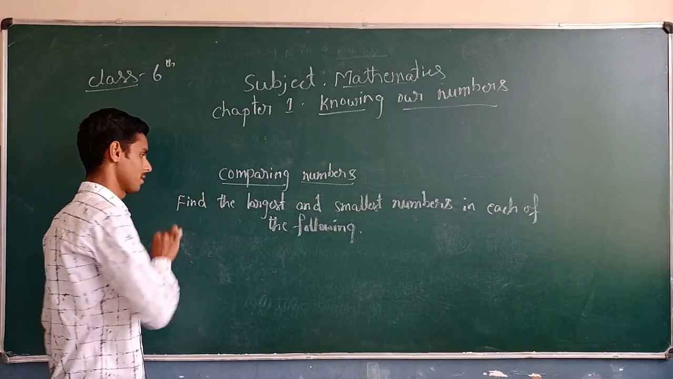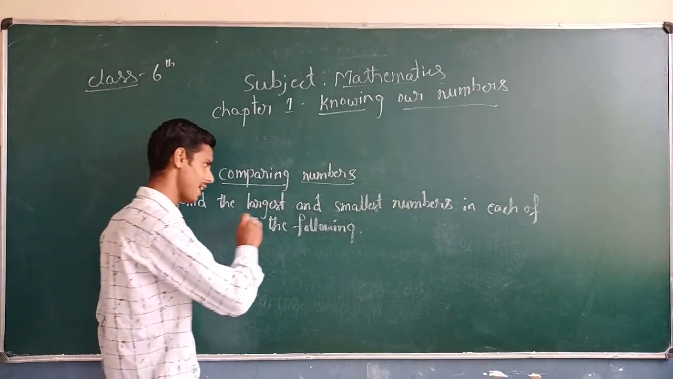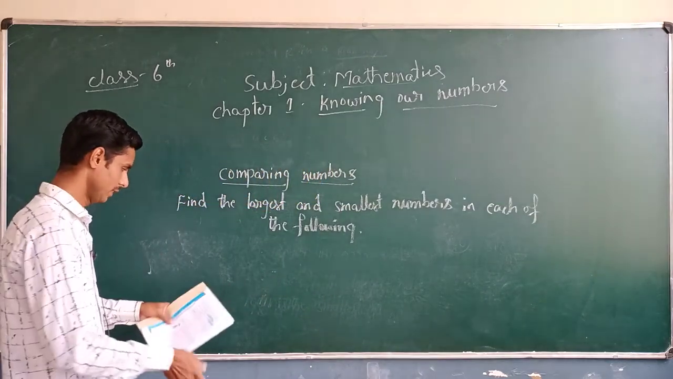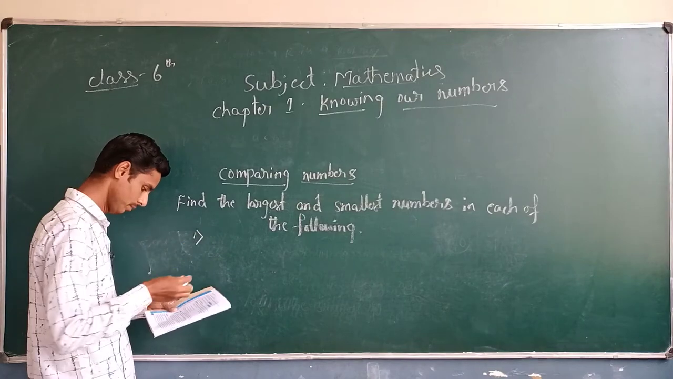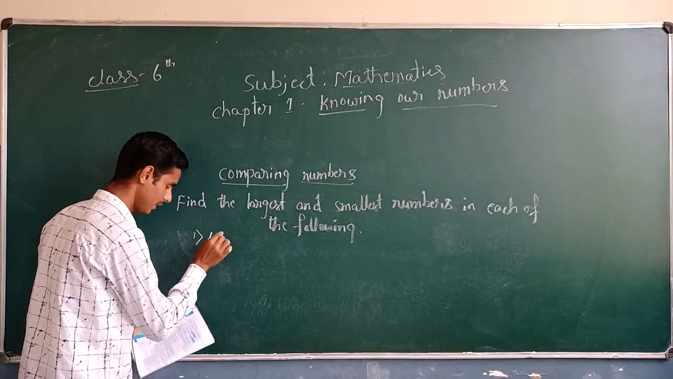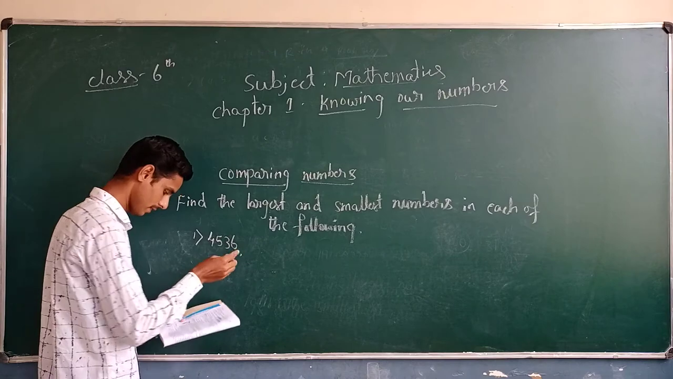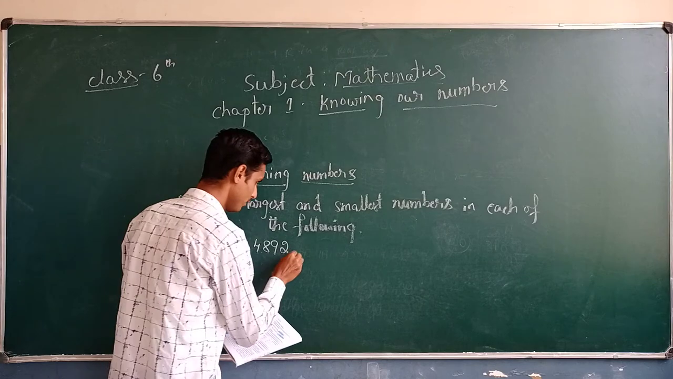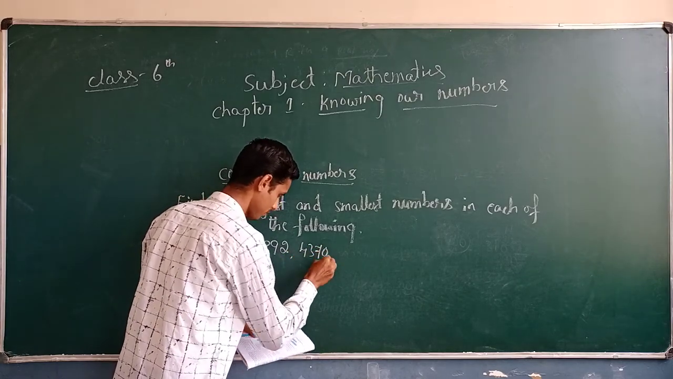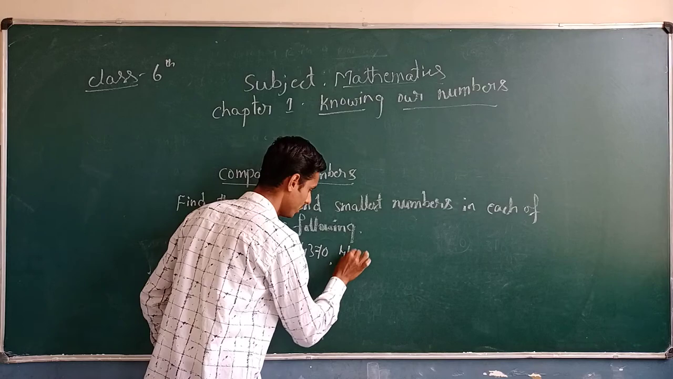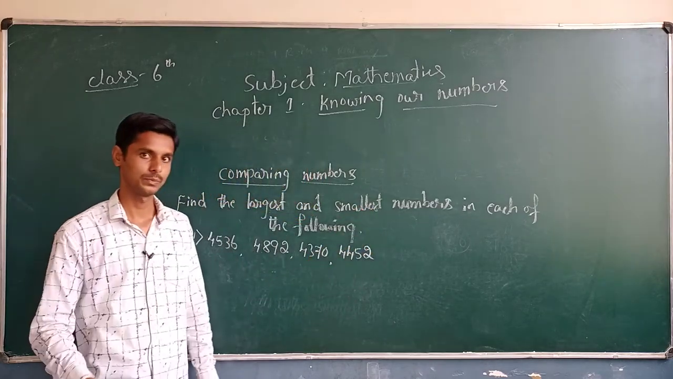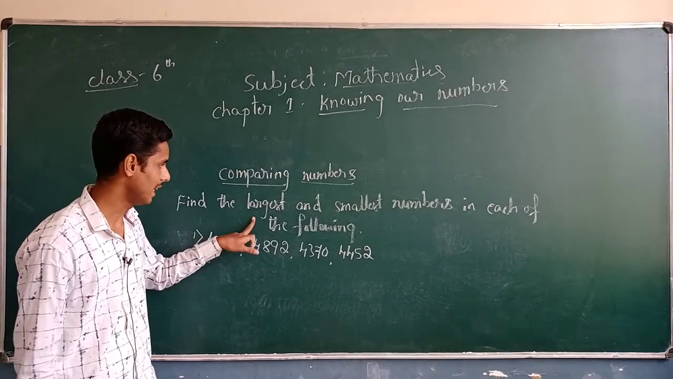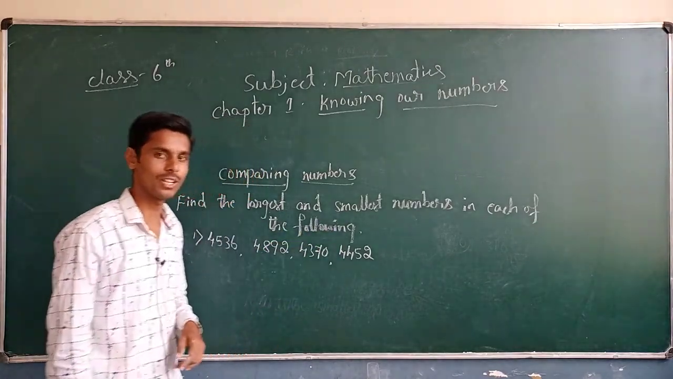Let us see some more examples. Find the largest and smallest number in each of the following. So first one, 4536, 4892, 4370, 4450. Okay, here four numbers are given. We have to find out the largest number as well as the smallest number.